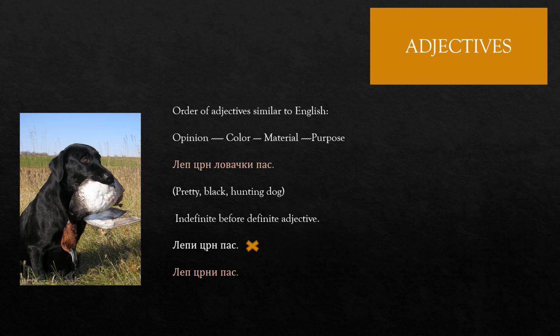The definite aspect of an adjective would be lepi as opposed to lep. It's a bit like definite and indefinite articles in English. Lep is just pretty, and lepi would mean the pretty one, because there are others and this one is particularly pretty. Well, you can mix these adjectives, but these definite ones cannot come before indefinite ones. For example, you can't say lepi crn pas, but you can say lep crni pas.